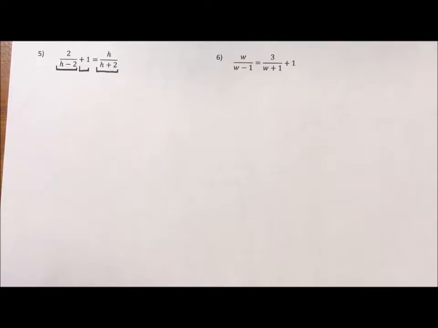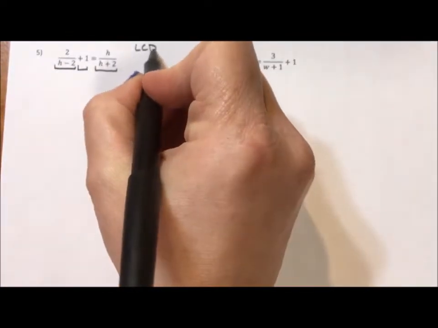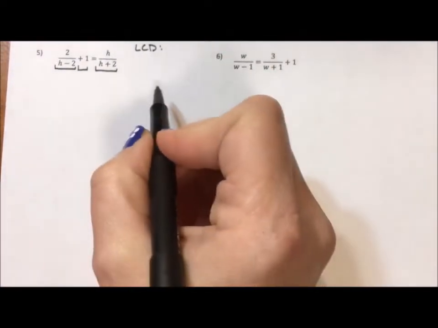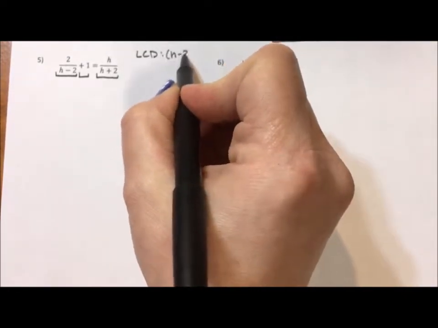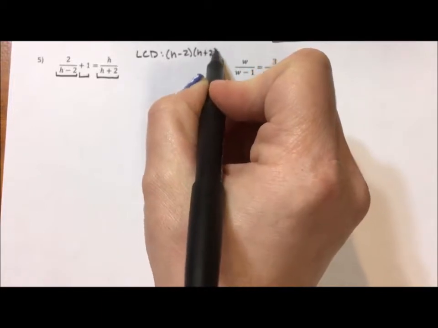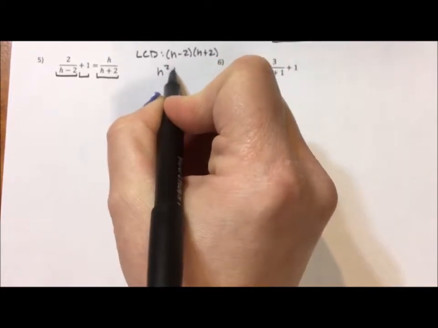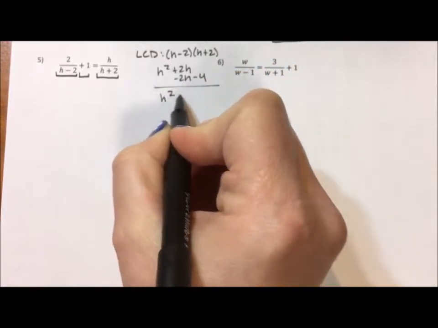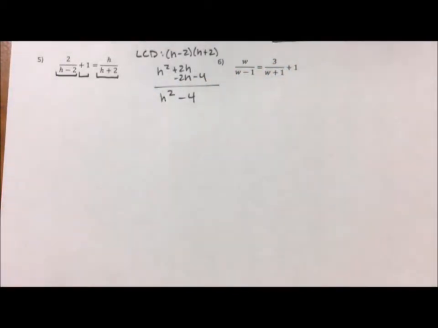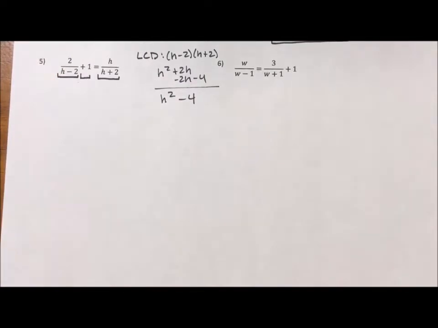So to clear my fractions, which is always my first step within an equation, I need to multiply by my least common denominator. And in this case, my least common denominator will be h minus 2 times h plus 2. Now I'm going to multiply this out, h squared plus 2h, negative 2h minus 4, to get h squared minus 4. I'm going to do this because of that 1. When I multiply to that 1, it's much simpler if I have it pre-multiplied out.